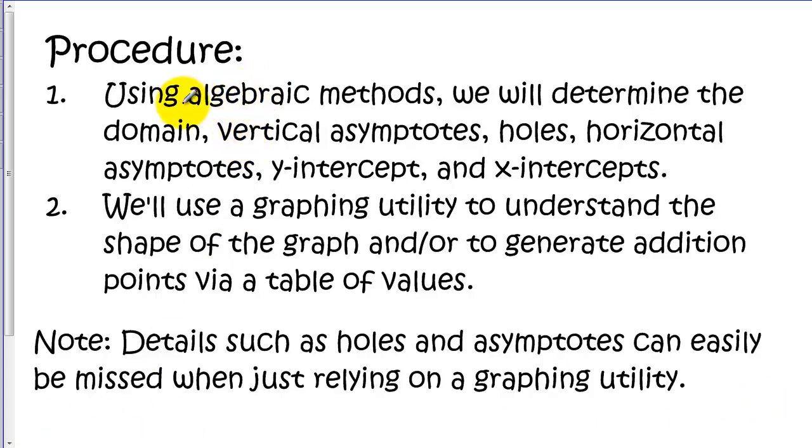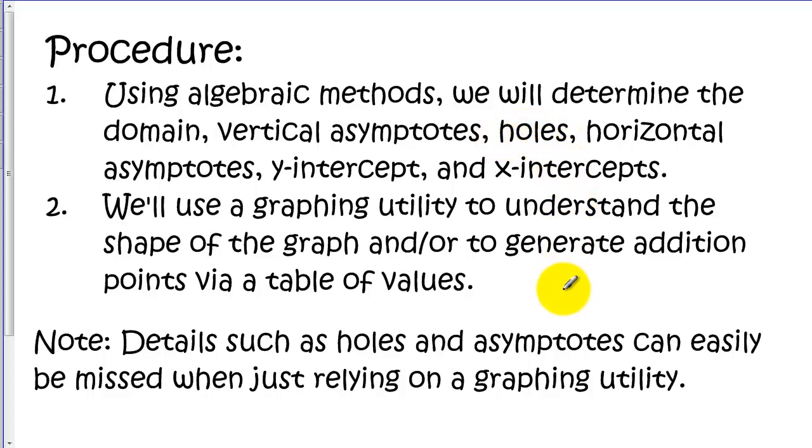Our procedure today is a combination of algebraic methods and a graphing utility to get a complete picture of the function. Algebraic methods we'll be using to find the domain, the vertical asymptotes and holes of a function, horizontal asymptotes, and the x and the y intercepts. We'll then fill in the remaining part of the function using a graphing utility. If we didn't have a graphing utility, we would have to generate a table of values to fill in the values of the function in between these key points that we're going to be finding up here.